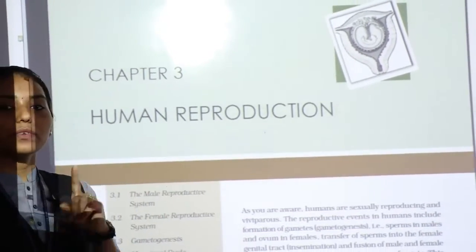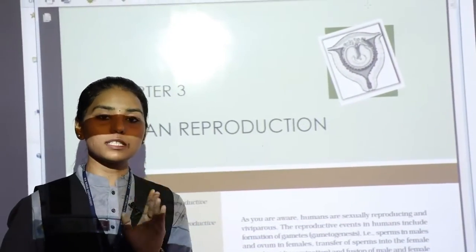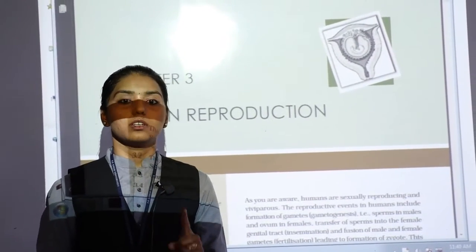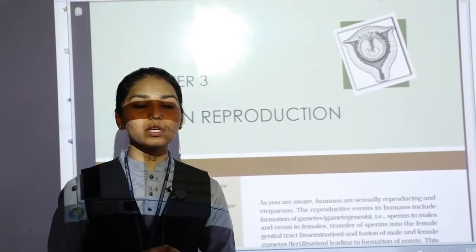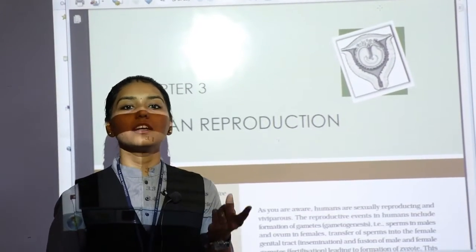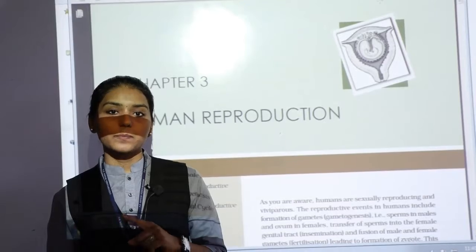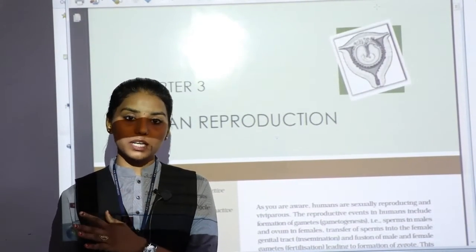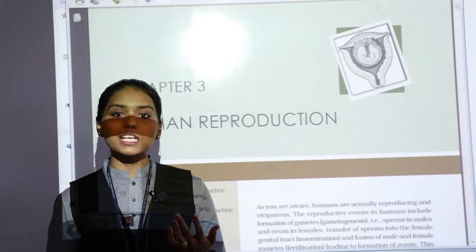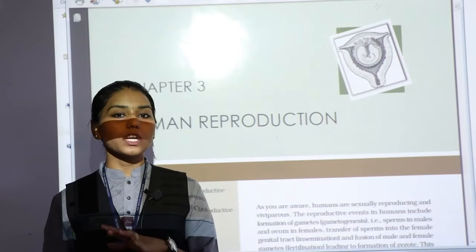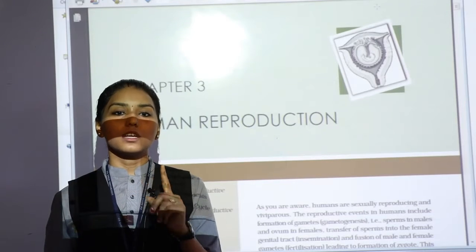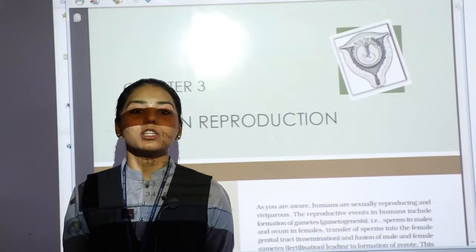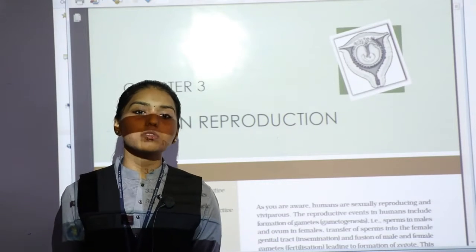In the first chapter, I hope you remember the things that you have studied. We have seen reproduction and its types, asexual reproduction and sexual reproduction. We also saw examples of the organisms which possess asexual reproduction and the organisms which possess the sexual mode of reproduction. Humans reproduce sexually.